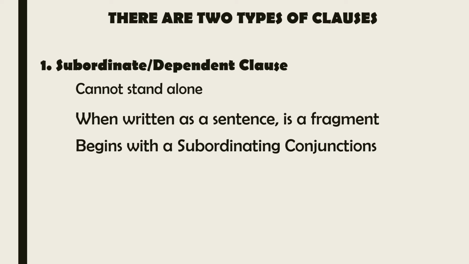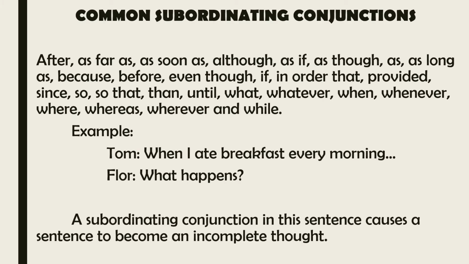So there are two types of clauses. Number one, subordinate or dependent clause. When we say subordinate or dependent clause, they cannot stand alone. When written as a sentence, it is a fragment and begins with a subordinating conjunction. Common subordinating conjunctions are: after, as soon as, although, as if, as though, as long as, because, before, even though, if, in order that, provided, since, so that, until, what, whatever, when, whenever, where, whereas, wherever, and while.